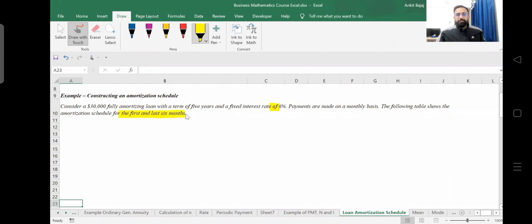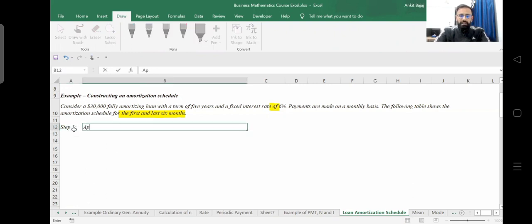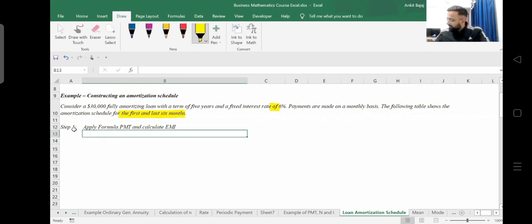Here, you don't have to read this last line. Basically I will be calculating the EMI first, because we have to calculate the EMI. After that, I will be preparing the loan schedule, right? Now, how can I calculate the EMI? The very first step for calculating EMI is going to be the PMT formula. So step 1 is to apply the PMT formula. With the help of the PMT formula, we will be able to calculate the EMI amount, right? After calculation of EMI, we will be preparing the loan schedule, right?